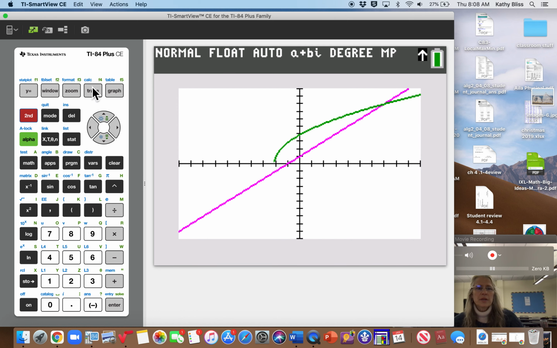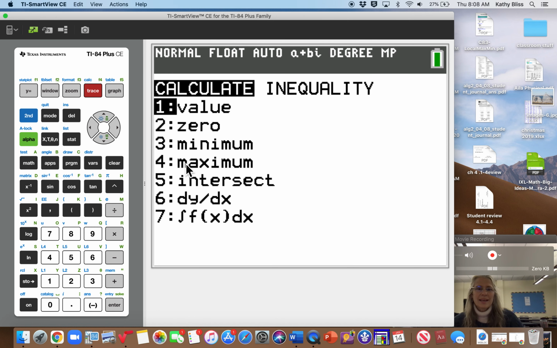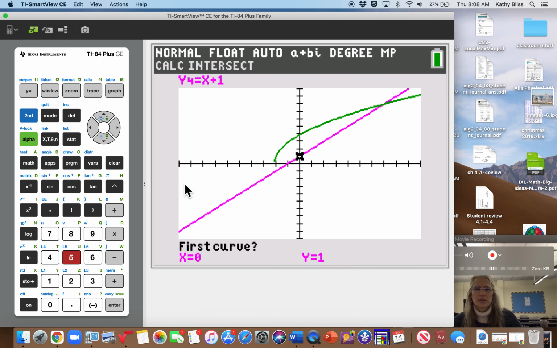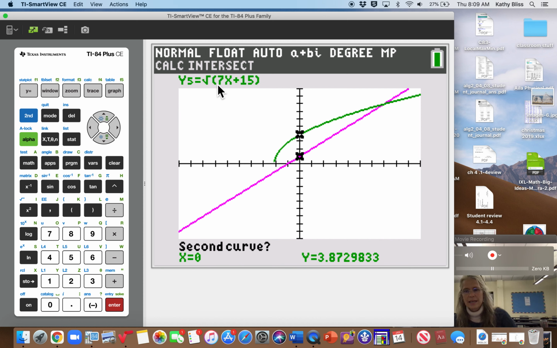So if I go over here to second calc, I think I see something that looks like it might help, this number 5. So I go to intersect, and first curve, notice here that it's on the pink curve, and it says up here that it's y equals x plus 1, so that's my first curve. And if you hit enter, your calculator will then automatically jump to the next curve, which is your square root of 7x plus 15. So I'm going to hit that one, and then if you want to guess, you can scroll over, but if not, you can just hit enter again. And bada bing, bada boom.